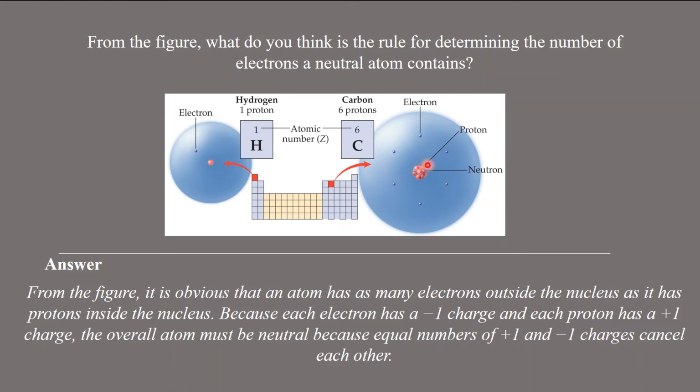Because each electron has a -1 charge and each proton has a +1 charge, the overall atom must be neutral because equal numbers of +1 and -1 charges cancel each other. You have +6 inside the nucleus and -6 outside the nucleus, which cancel each other, and the overall carbon will be neutral. The same is true for hydrogen. You have +1 inside the nucleus and -1 outside the nucleus, and they will cancel each other, and the hydrogen atom will appear as a neutral hydrogen.